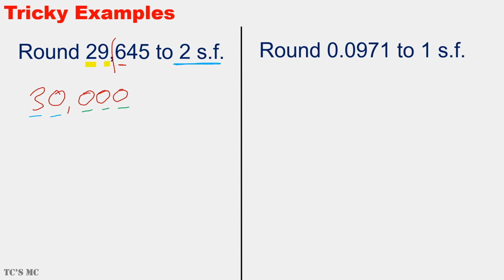In this example of 0.0971 correct to 1 significant figure, we would identify the 9 as the first significant figure. This 9 represents hundredths, so we are rounding to the nearest hundredths. Because of the 7, we need to round up, so this actually becomes 0.10. Remember, we wanted it to the nearest hundredths. If we didn't have the 0, then it wouldn't be hundredths.